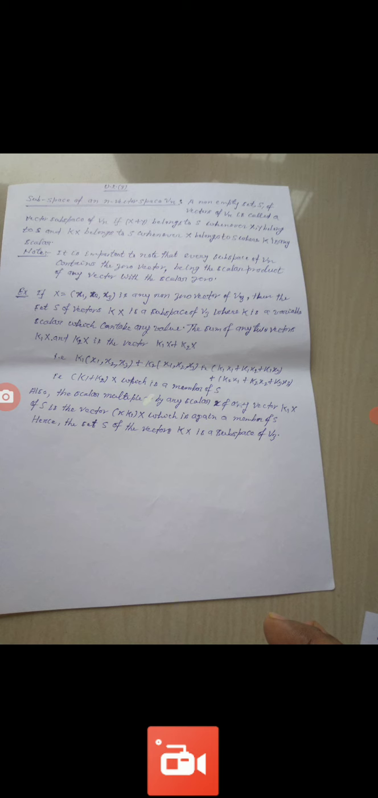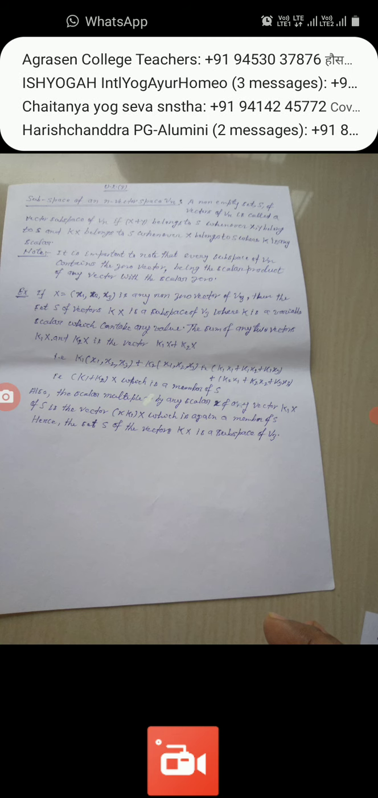Now there is a very important note. It is important to note that every subspace of Vn, or sometimes written Vn(F), contains the zero vector, obtained by multiplying any vector with the scalar 0.